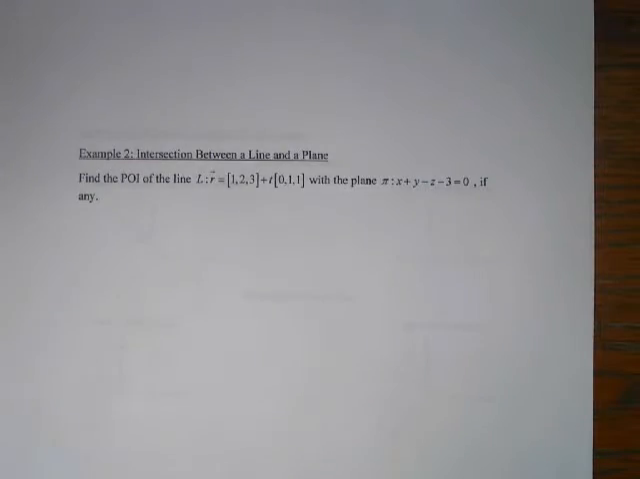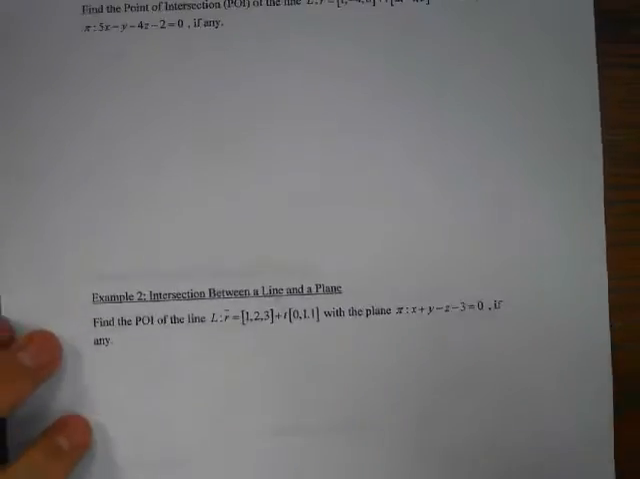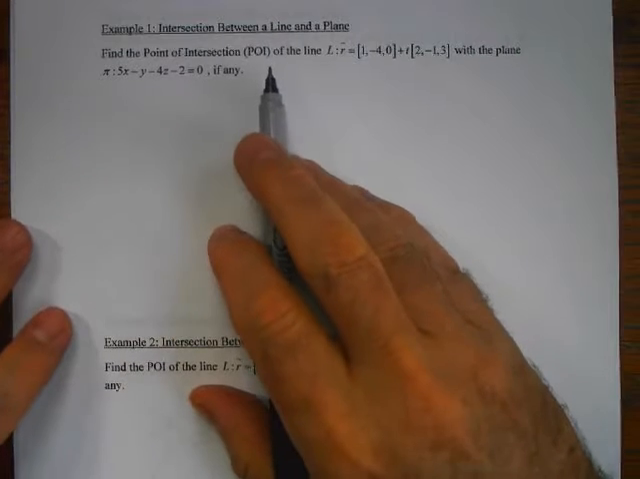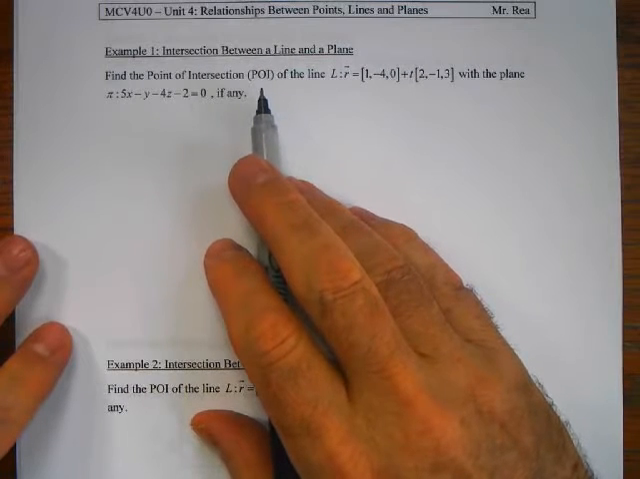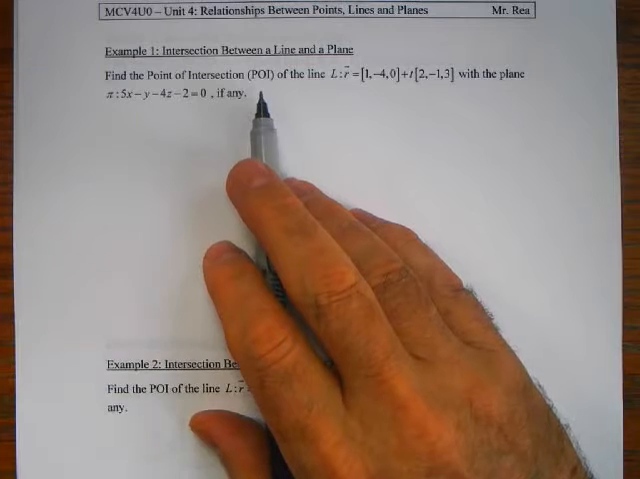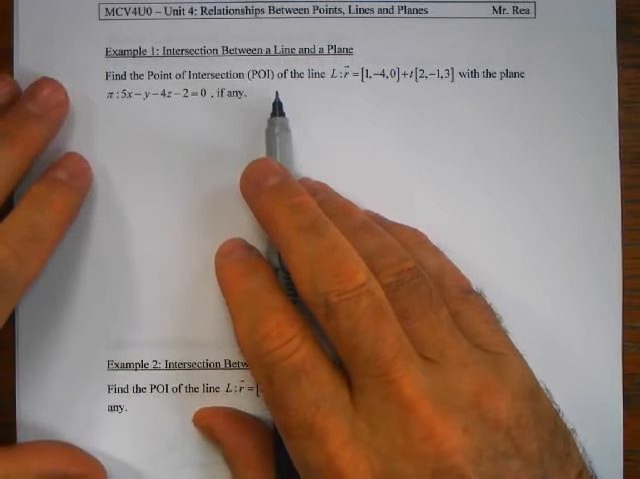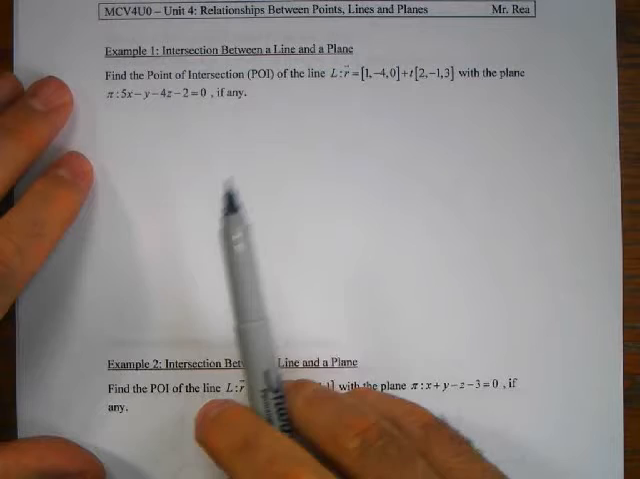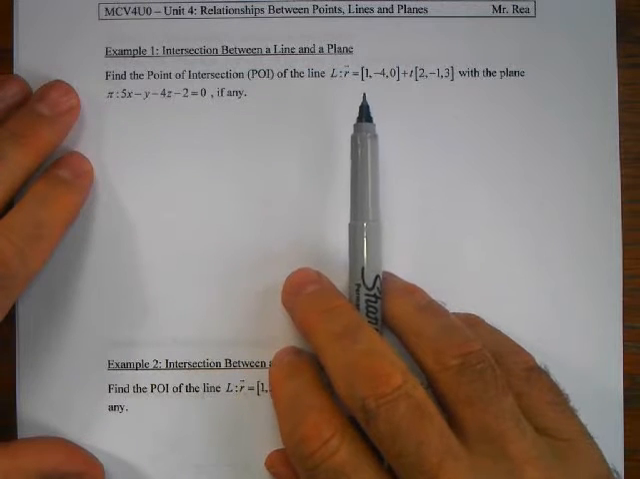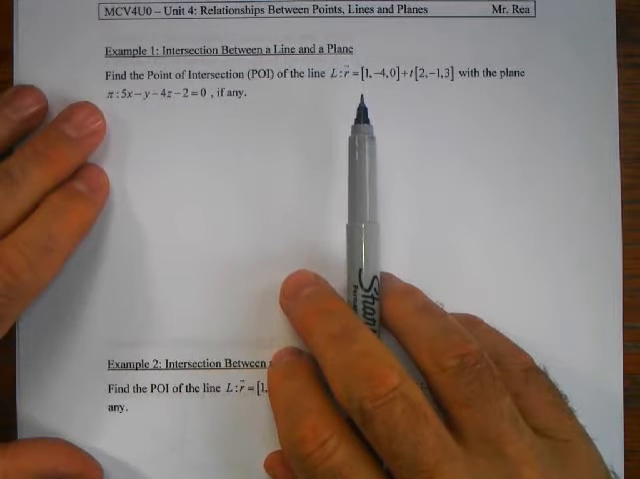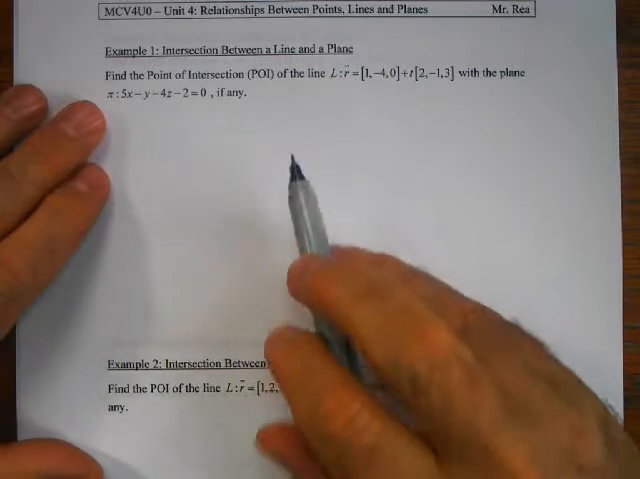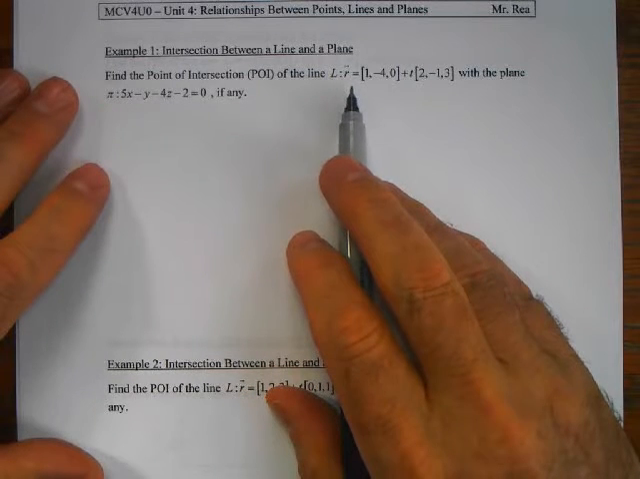If we go to the examples on the next page, first case, find the point of intersection. That doesn't necessarily mean there is one, but that's for us to show whether it exists or not and what that point is. Remember, everything we're doing here, the lines are in R3. The planes obviously are in R3. So we have this line here.